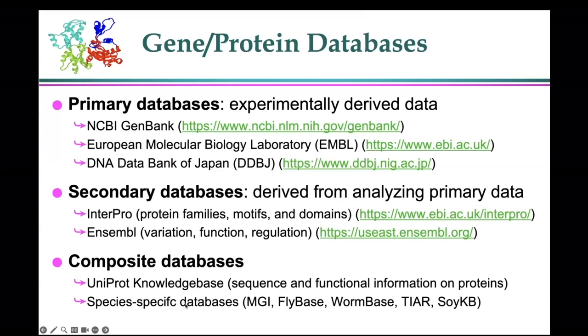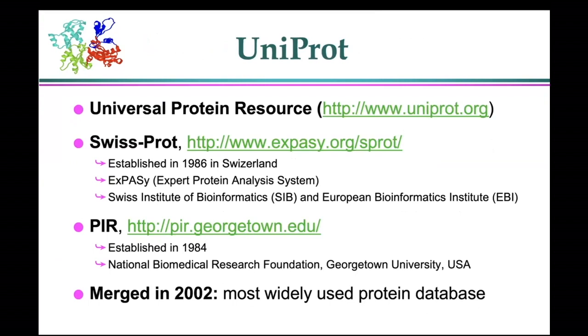And then another big category we call species-specific databases. For example, MGI for mouse, FlyBase for Drosophila, WormBase for C. elegans, TAIR for Arabidopsis, and then SoyKB, actually developed here, for soybean. These domain-specific databases provide rich information for genes related to that particular species. So we're going to have a short demo of TAIR. And then I just want to talk about UniProt.